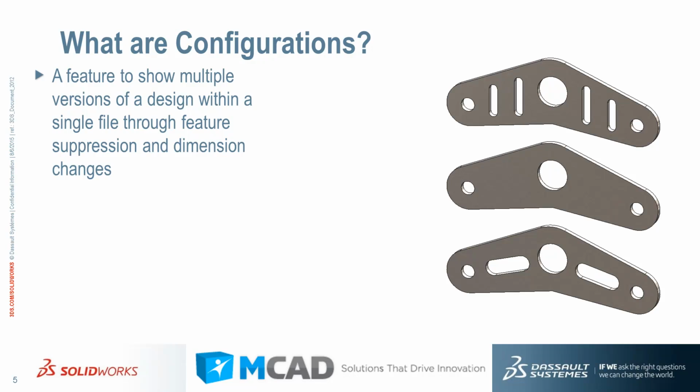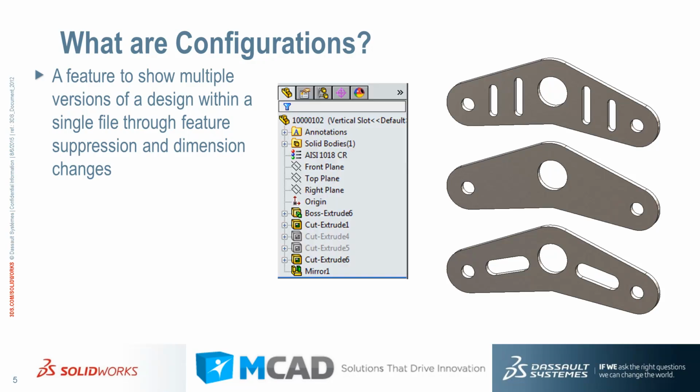What are configurations? It's functionality in SolidWorks that allows us to show multiple versions of a design within a single part file, typically through feature suppression, turning features on and off, as well as dimensional changes. So a dimension could be evaluated with different numerical values in different configurations. What I have here is a very simple part with three different configurations: vertical slots, no slots, and kind of angled slots, as well as the feature manager tree. And I just want to emphasize that configurations, once again, are a single part file.